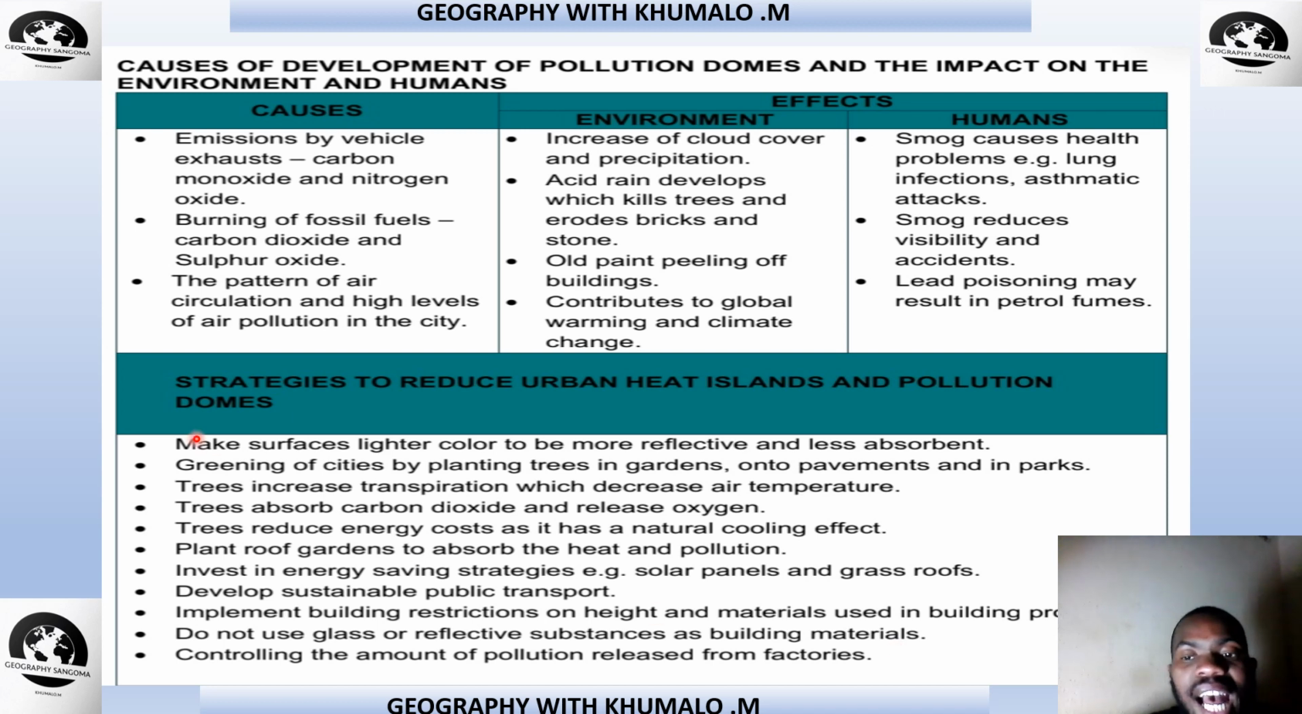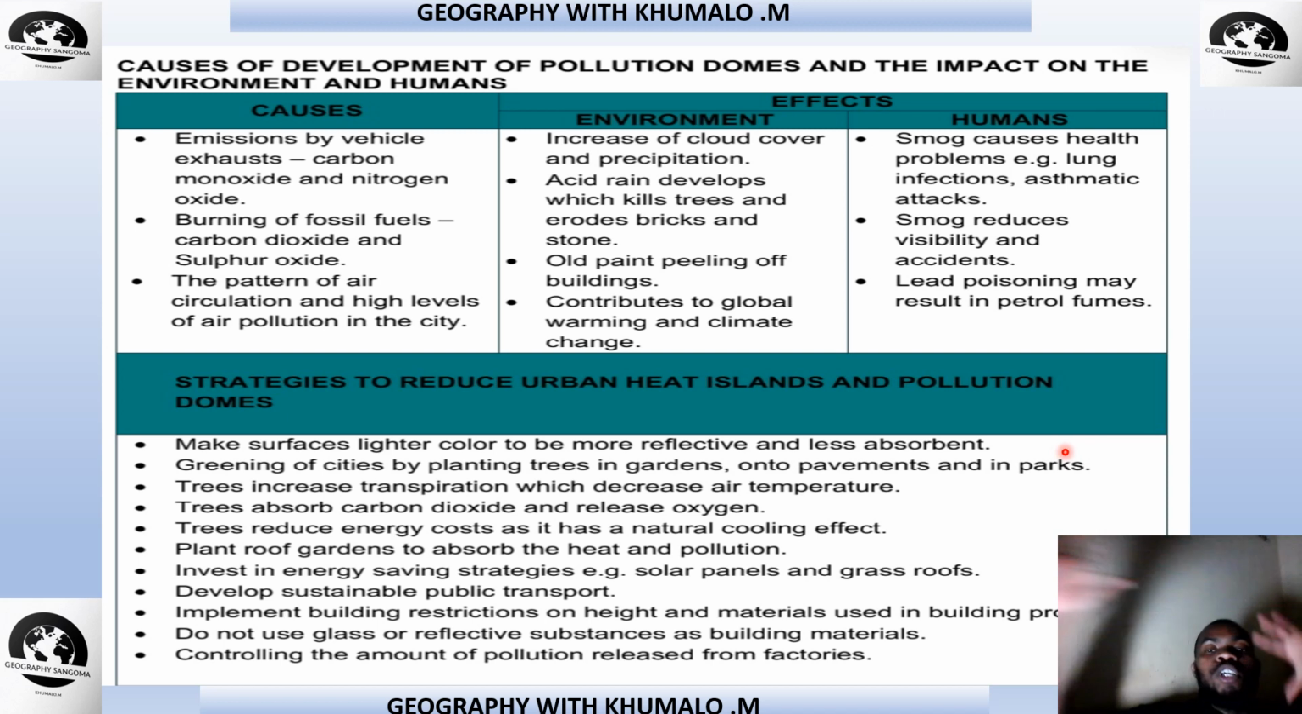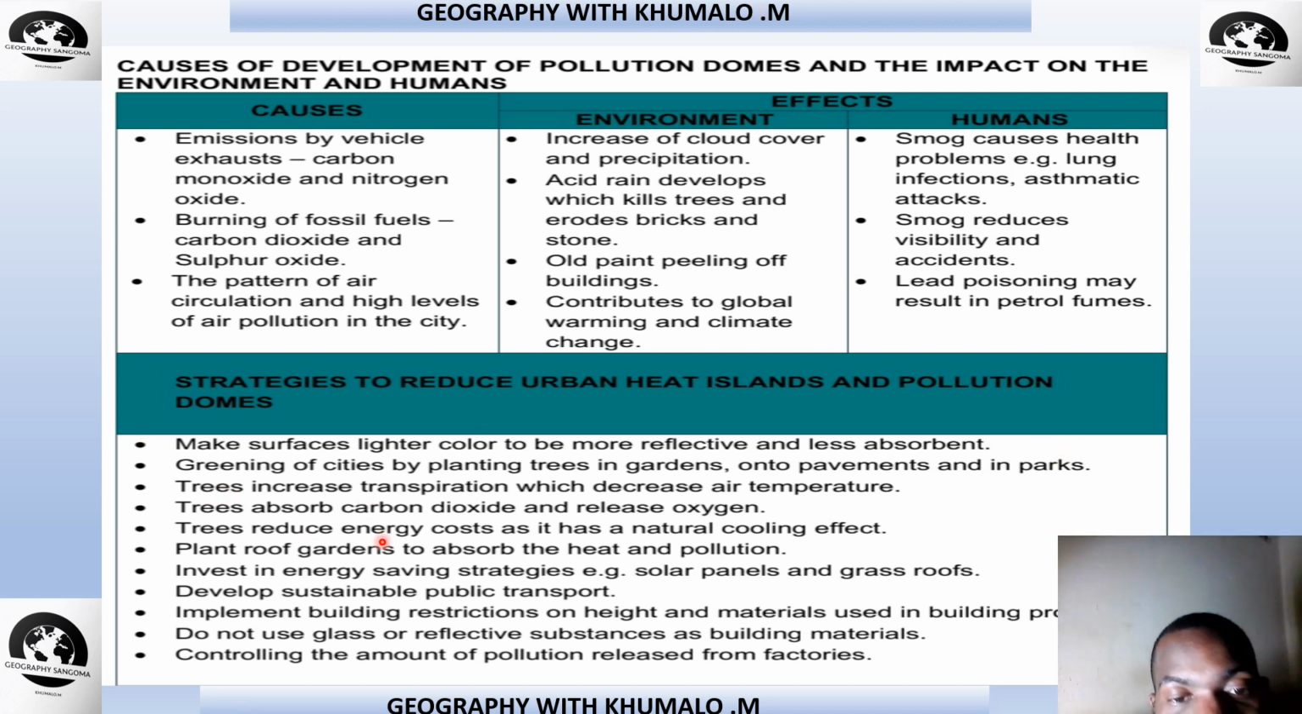Now, the following are the strategies. Make surfaces lighter in color to become more reflective and less absorbent. So we paint our buildings with bright colors so that they can reflect light instead of absorbing light. And then greening of cities by planting trees in the gardens, onto the pavements, and in parks. So we must plant more trees and more vegetation cover so that they can absorb heat. And then trees increase transpiration, which decreases air temperature.